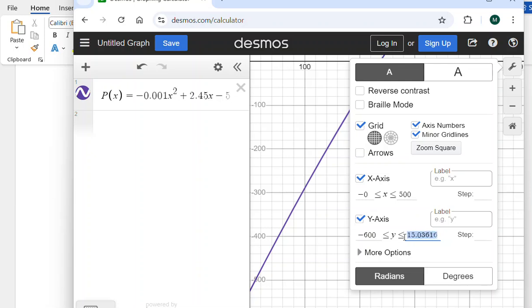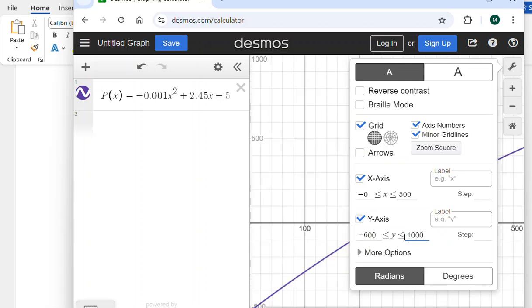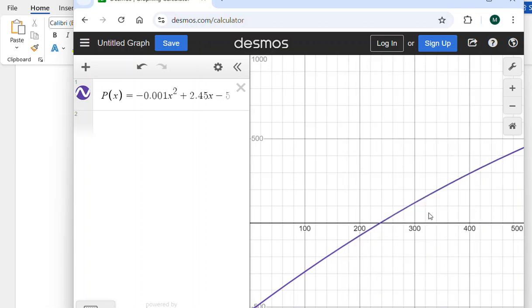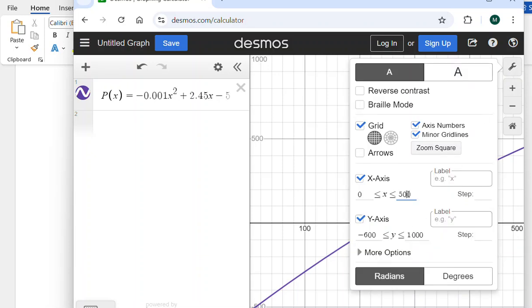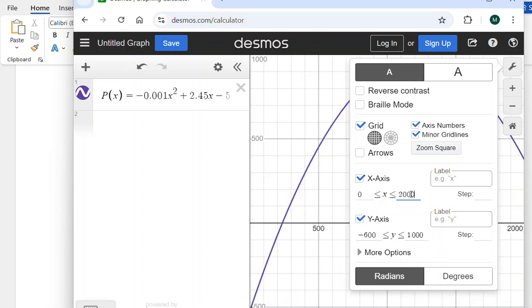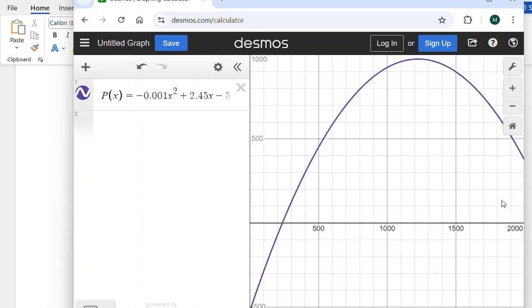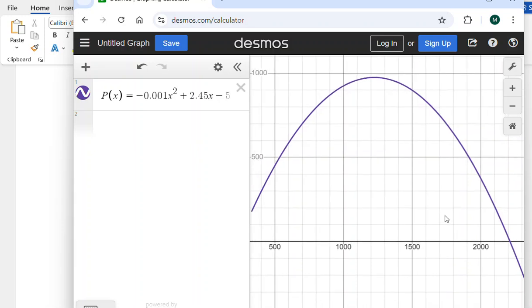So let's try negative 600 to maybe 1,000. Okay, I can see I kind of have it right here, but I need a lot more sandwiches. So my x needs to be much bigger. Let's try 2,000. Okay, that's better. Now I can see my parabola.